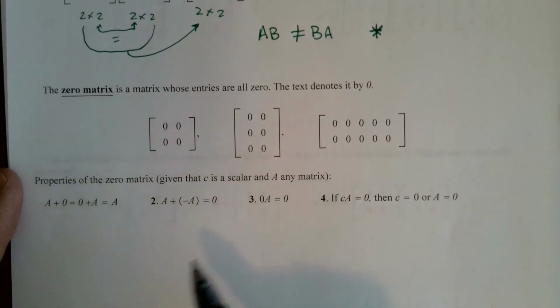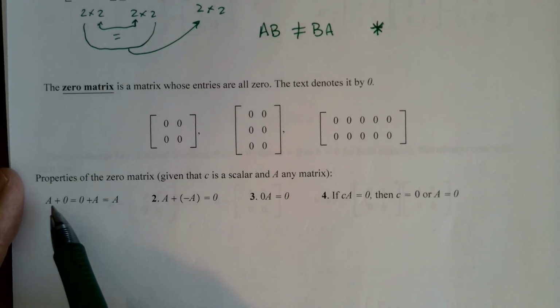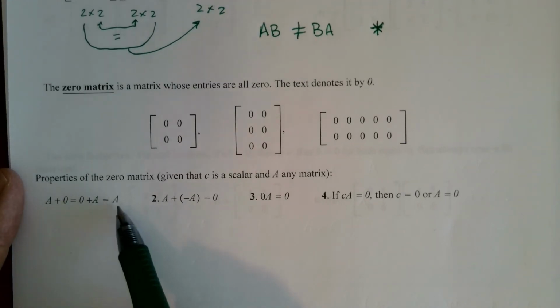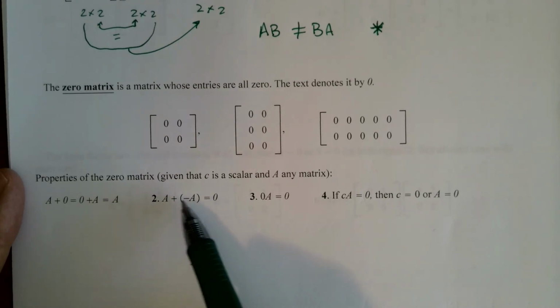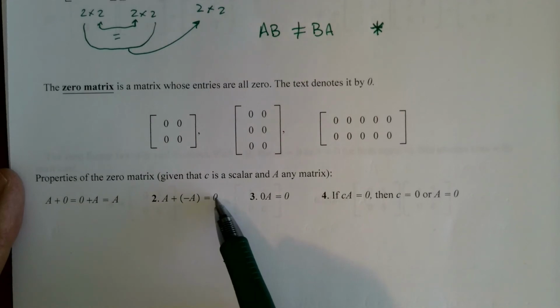So here are some properties. Obviously, if you add any matrix to the 0 matrix, you're going to get the original matrix back. If you add a matrix and then -1 scalar multiple times that matrix, you're obviously going to get the 0 matrix.